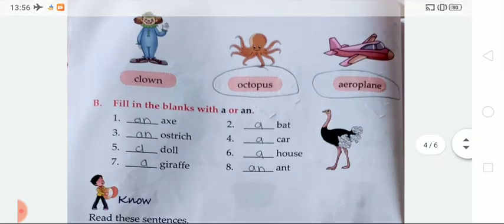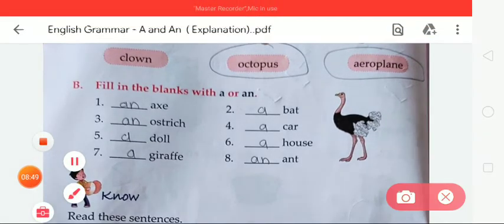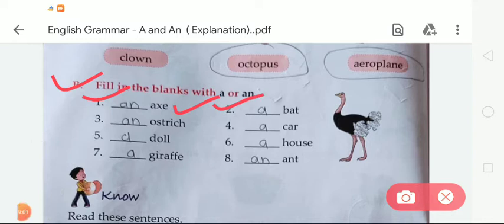Now we are moving to the next exercise, that is exercise B. So what will we do in this exercise B? Here fill in the blanks with a or an. Again we have to use a or an with the words. So there is an X. So we have to use an with X. So we have to write here an. In second, bat. So we have to use a with bat. Third is ostrich. So we have to write on the given blank an. In number 4, car. So we have to use here a. In number 5, doll. So we have to use here a.